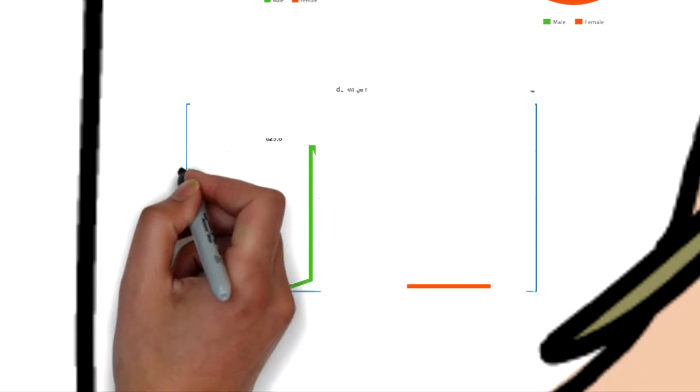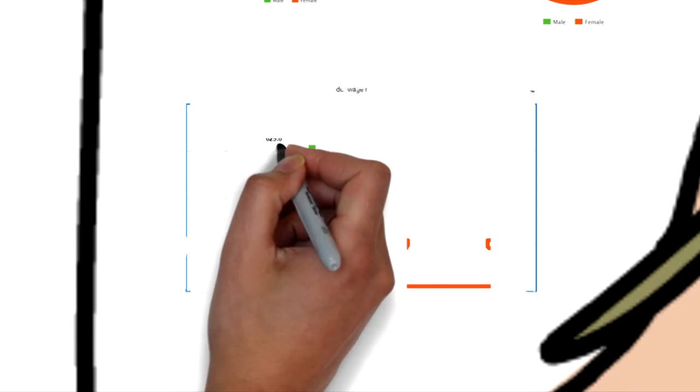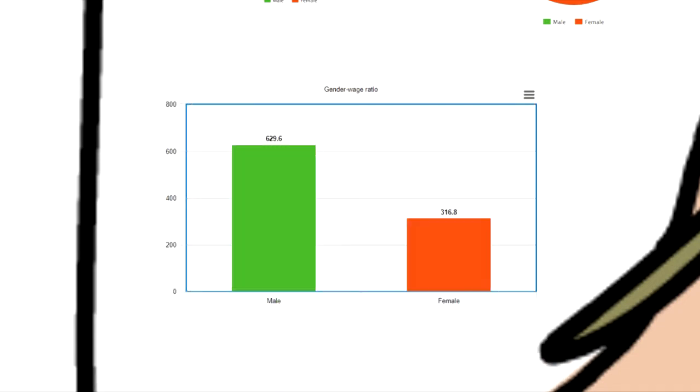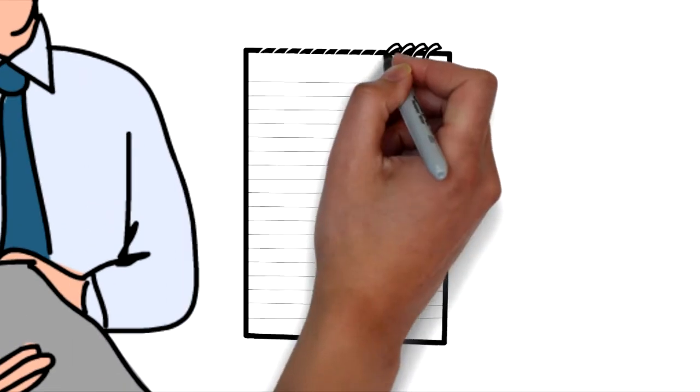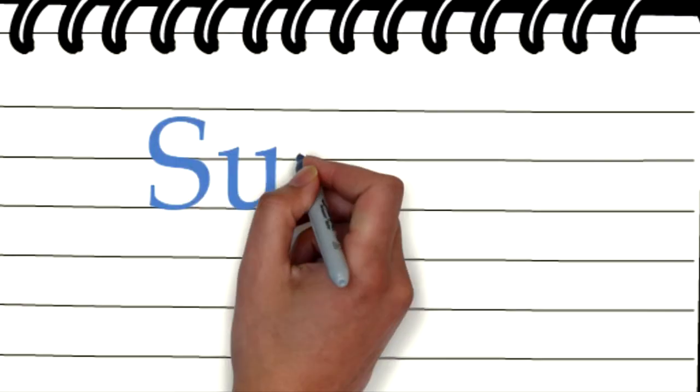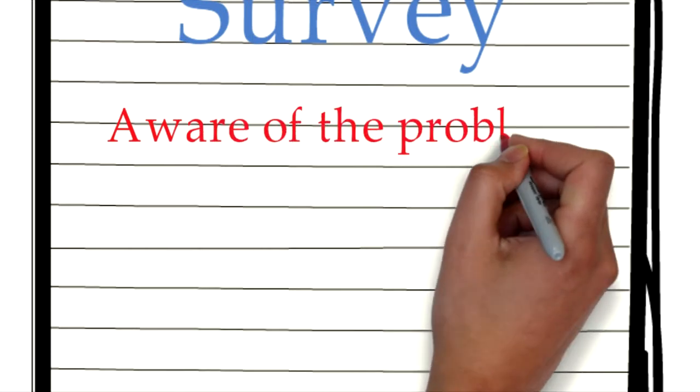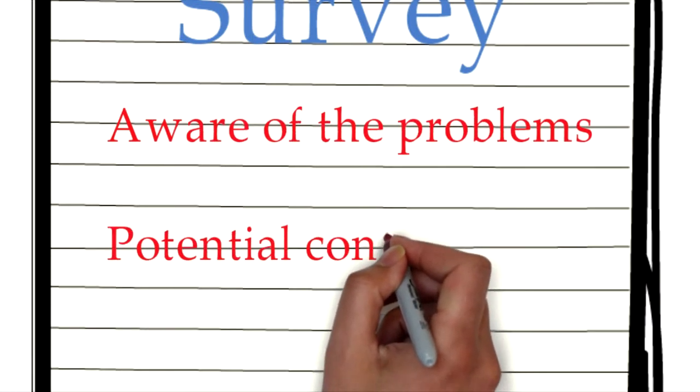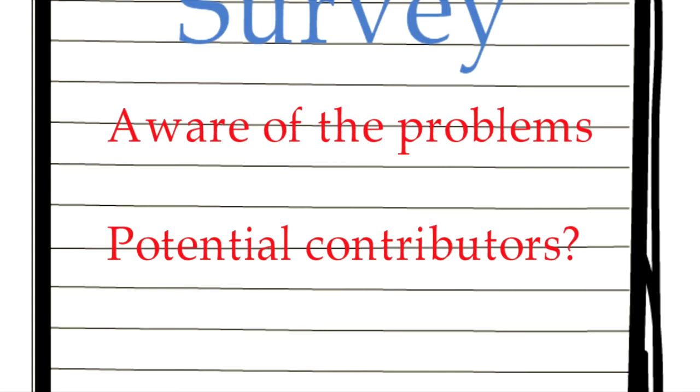Unfortunately, the problem doesn't end there. The wage ratio of all available jobs in the market shows us that men earn twice as much as women. Our data doesn't end with those results. We have also conducted a survey in order to understand people's perception about these issues. We wanted to find out if people are aware of the problems and whether they are potential contributors to them.